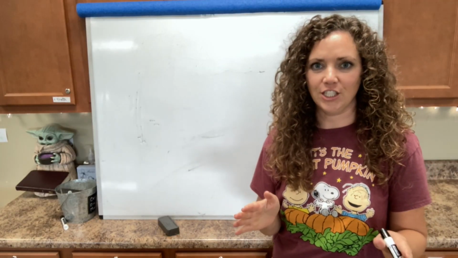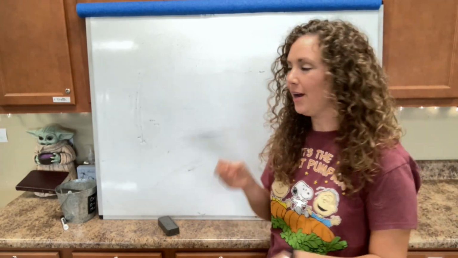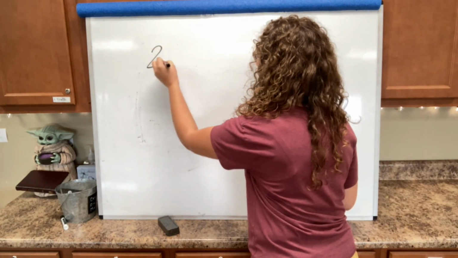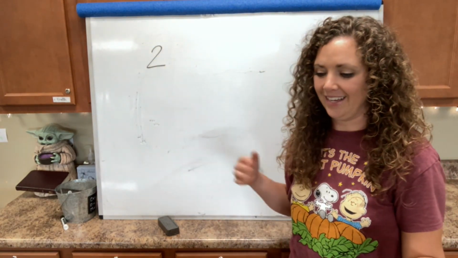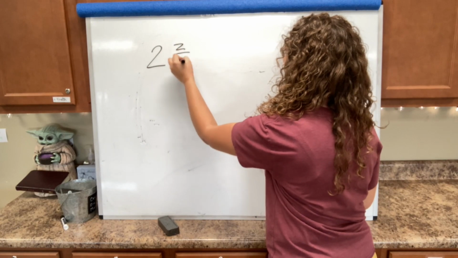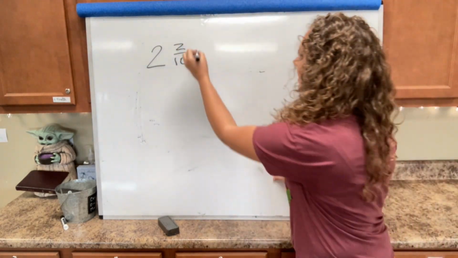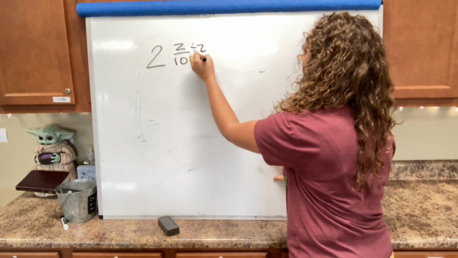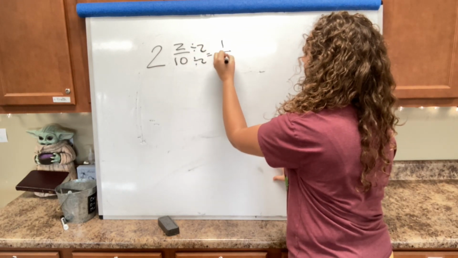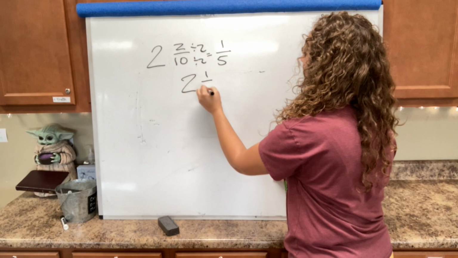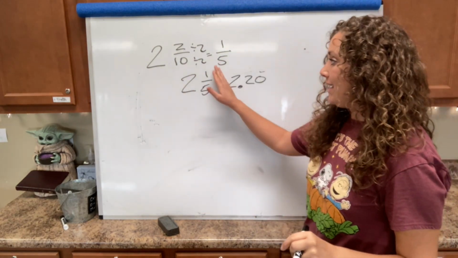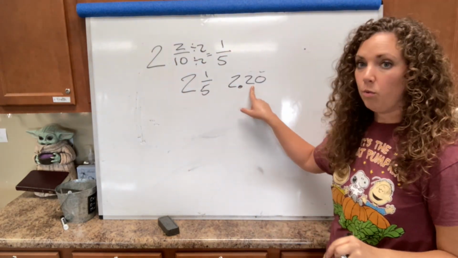Let's look at another fraction, but this time let's look at a mixed number. A mixed number is when you have a whole number and then a fraction with it. We're going to look at 2 and 2/10. So first things first, I want to simplify this. Divide by 2, and I get 1/5. 2 and 1/5. Now, I might know that 1/5 is 0.2.